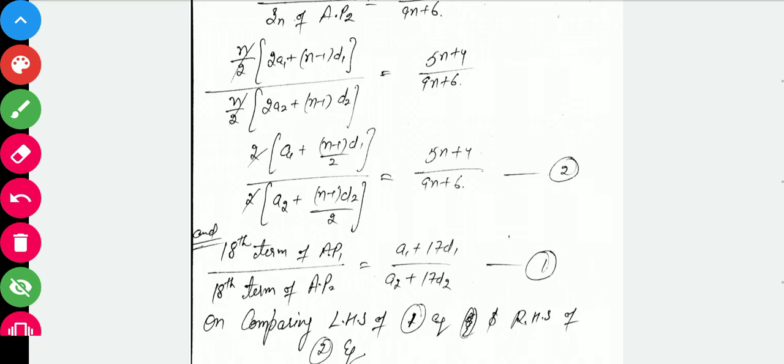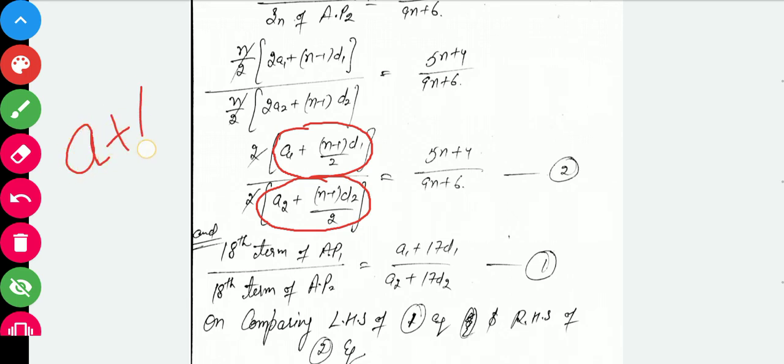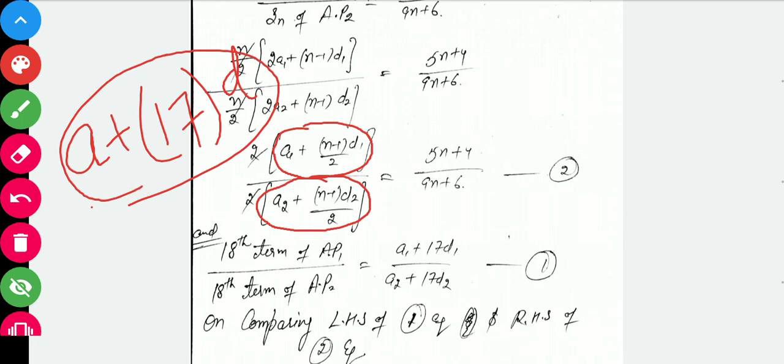So we need to find the 18th term. Just look at these two equations. Is it similar to A plus something D? If I put 17 here, it will give you the 18th term, A18. Clear? So if I fill in 17 here, this whole term will give me the 18th term.